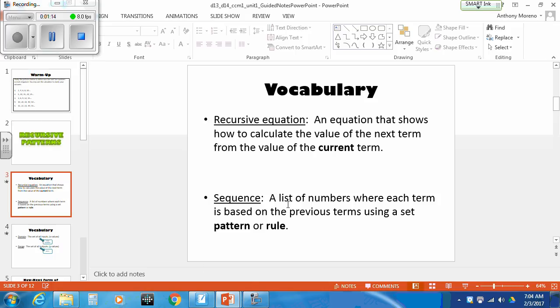A sequence is a list of numbers where each term is based on the previous terms using a set pattern or rule. So the rule that we had set up here was adding 2 or adding 5 or adding 3, and that's how we were getting the next terms. So go ahead and write those down, pause if you need to.